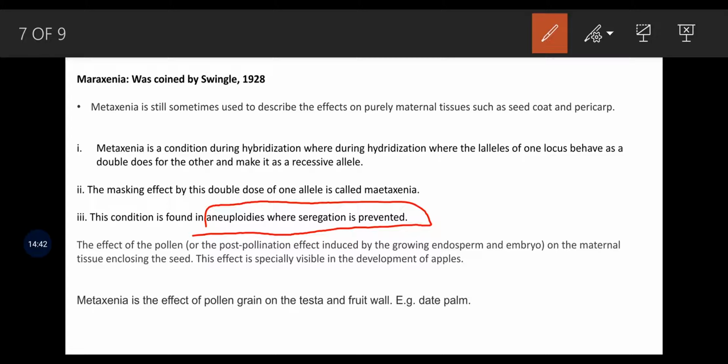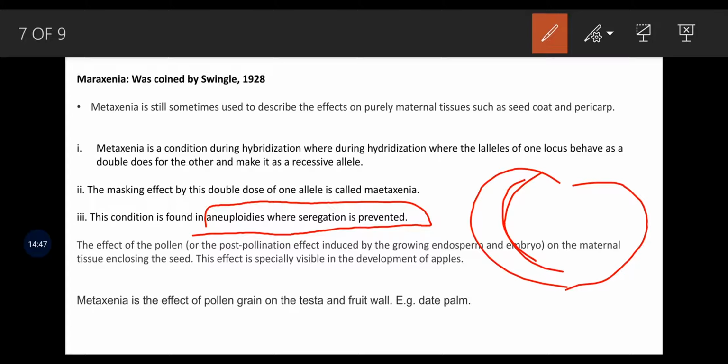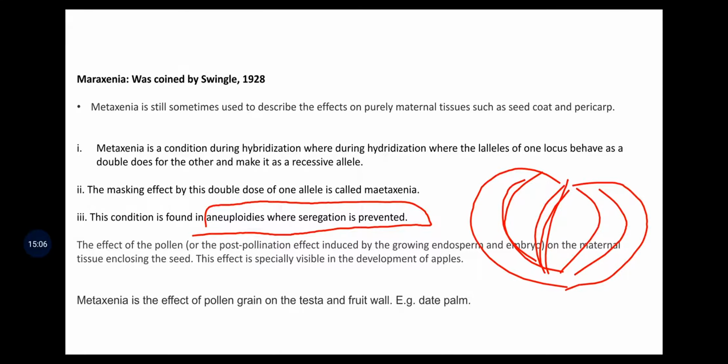Okay. Many times you might have seen, if this is an apple, you might have seen the variegated color like this, some patches or some bar like structures on apple, which makes the apple very special or look very attractive as compared to the pool of other apples. That is nothing but the effect of Metaxenia, and this effect is mainly seen in fruit walls and testa. Testa is the outer covering of seed and fruit wall is the outer covering of the fruit.